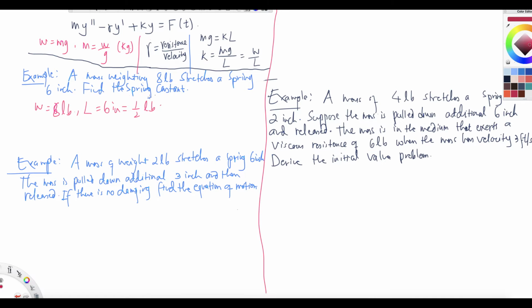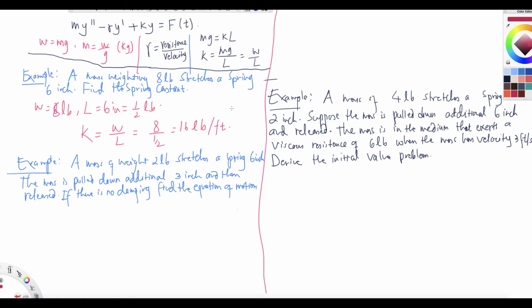So what is the formula to find k? It is asking for the spring constant k, right? k equals W over L. So W is 8 and L is 1/2, right? That will be 16 lb per feet. So this is the answer, the spring constant of this spring. All right, let us see another example.